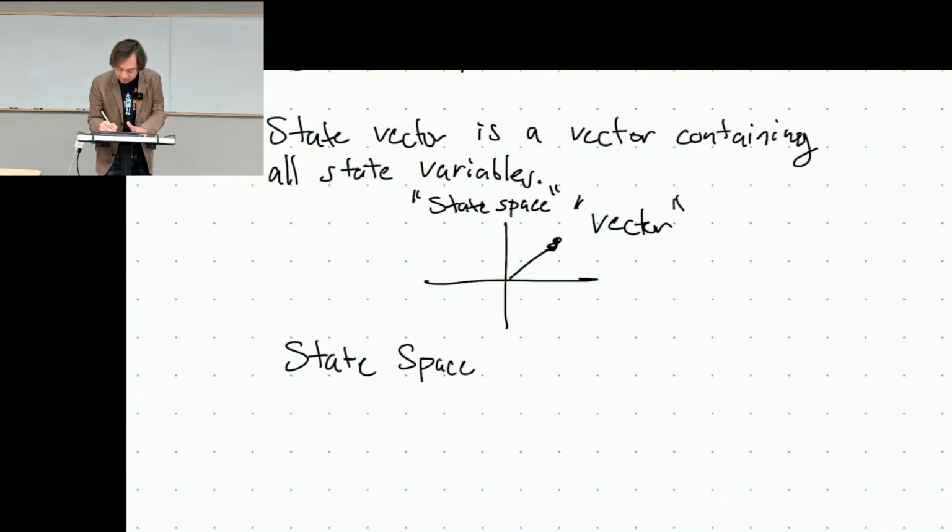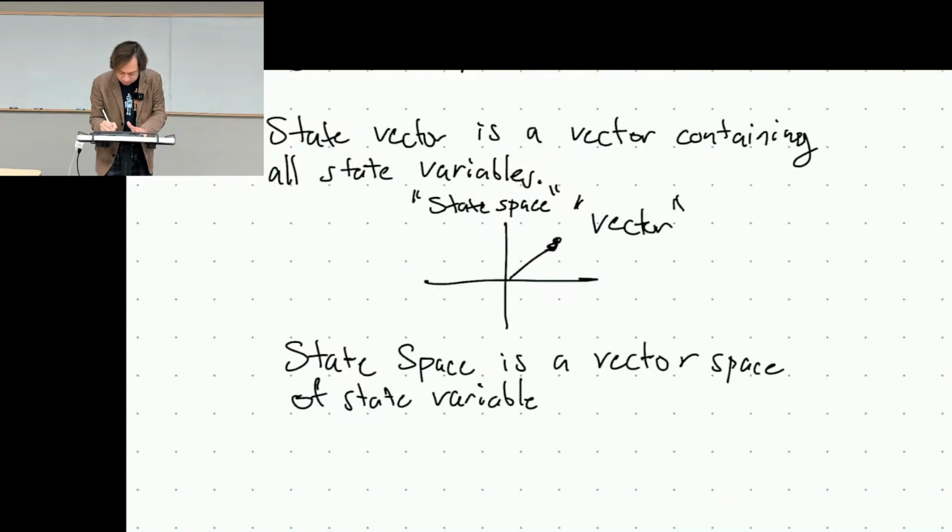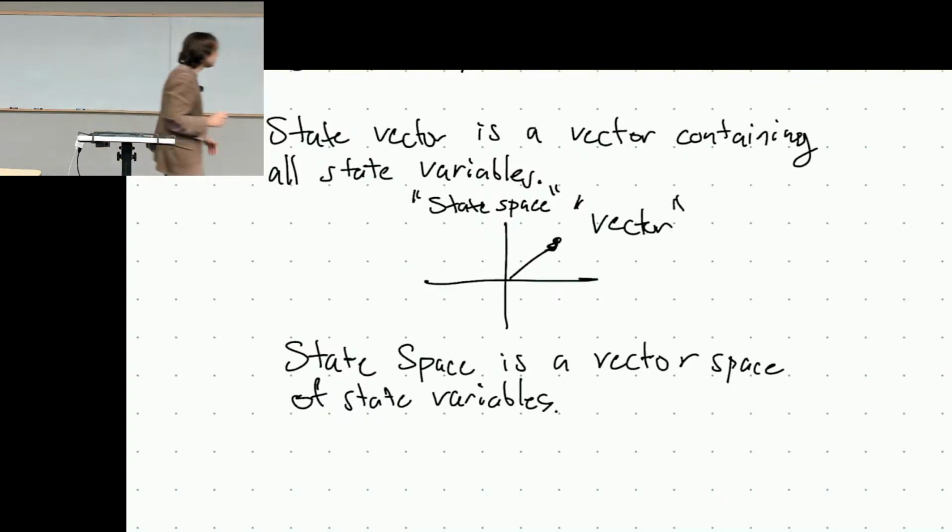State space is a vector space of state variables. That might sound fancy to some of you. Don't be alarmed. But think about it this way. If I have this slinky, you don't have a slinky on you, do you? Okay, all right. Just checking. If I have a slinky, you pull it, it slinks, it slowly decays, right? Okay.